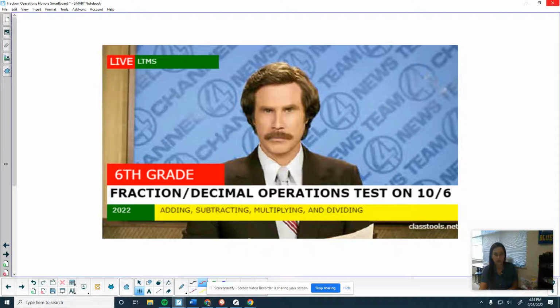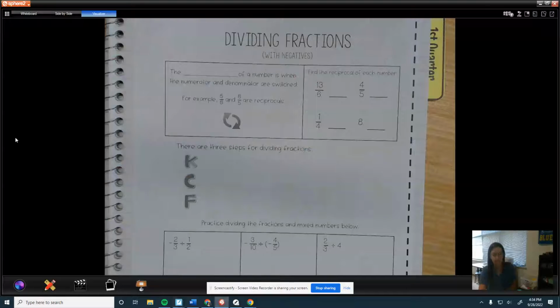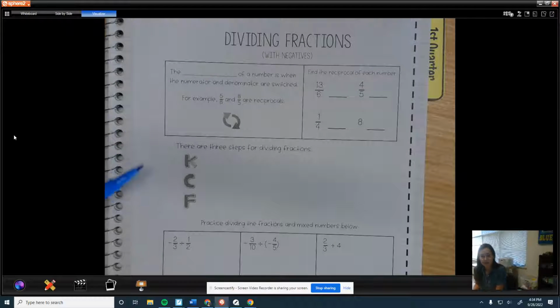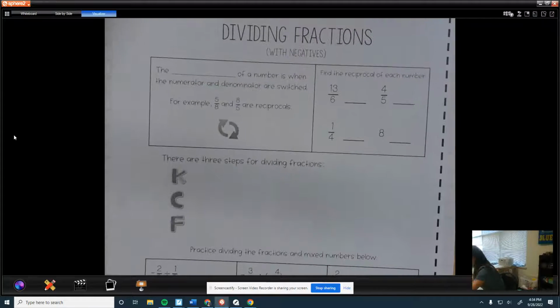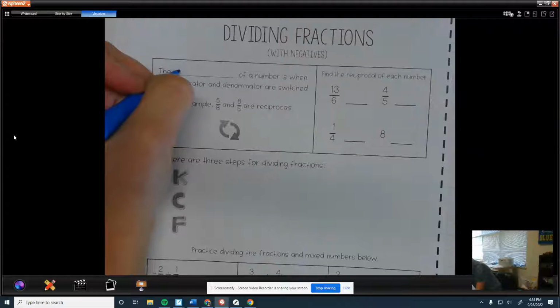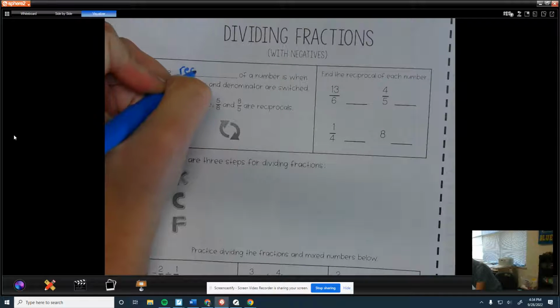But let's go back to the notes. Because today you're going to learn how to divide fractions. And it's going to be great because it's basically the same thing that we did yesterday, just with a little twist. So first, we're going to start off with a fancy vocabulary word. This is one of the fanciest words I know. The word is reciprocal.